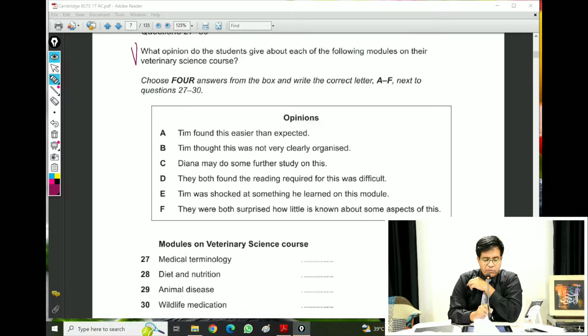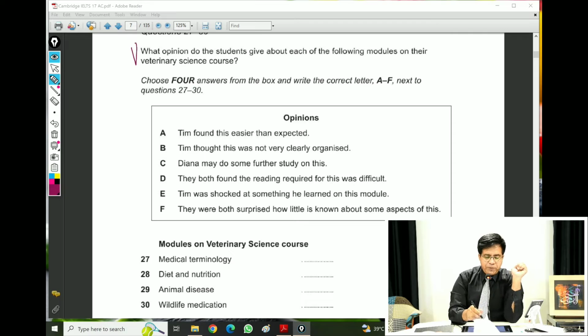Okay. So now we've got opinions and we've got modules. Tell me, if I give you half a minute to read the questions, would you like to read modules or opinions? Opinions, because modules do not contain any information. And by the way, as the audio and questions are in order, modules will come exactly the same. 27, medical terminology. 28, diet and nutrition. They will not change anything. But about opinions, they will paraphrase them. They may reword opinions and all that.